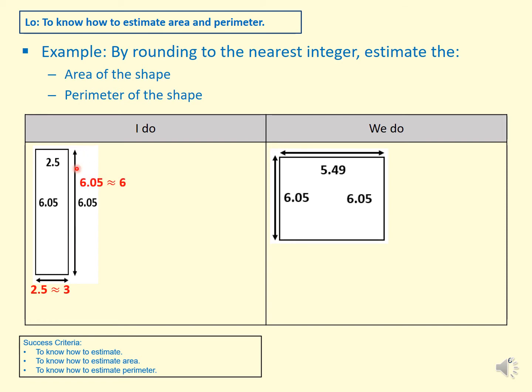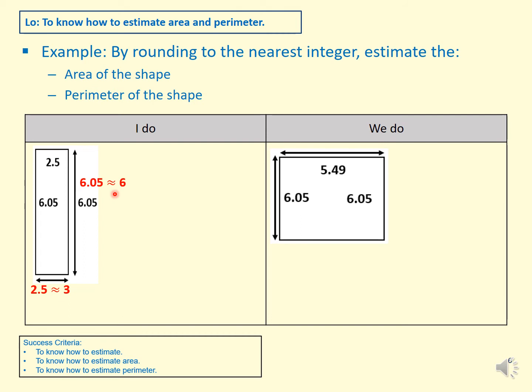If I do the same thing for this side, I have 6.05. I look at the number straight after the decimal point, which is 0. So if it's less than 5, which it is, you keep 6 as it is. So 6.05 rounded to the nearest integer is 6, and make sure you use this estimation sign, which means it's not exactly equal and it's been rounded.